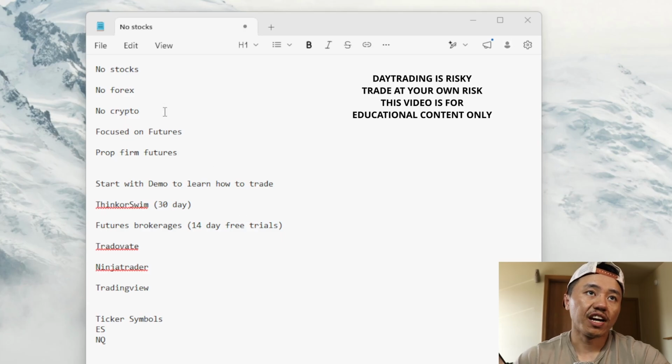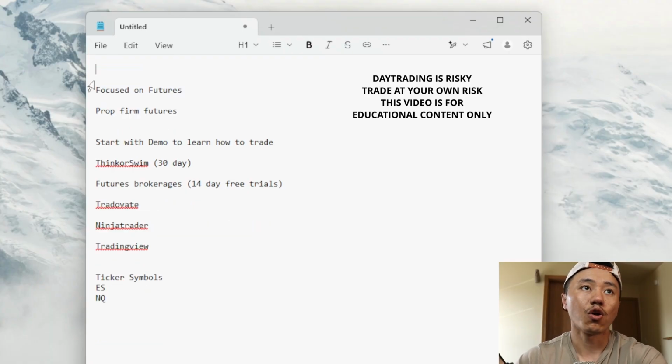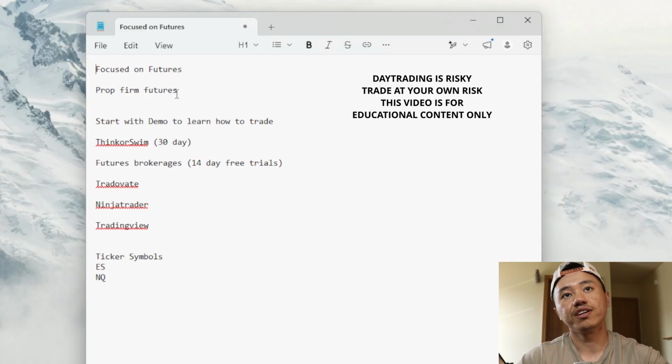All right, pay attention because I'm going to be going through this very quick. So, first, we are not going to focus on stocks. We're not going to focus on Forex, no crypto, okay? None of these three. We are not going to focus on any of these. We're going to focus specifically on the futures space. If you don't know what futures is, basically it's another way to trade. Just put that in a nutshell.